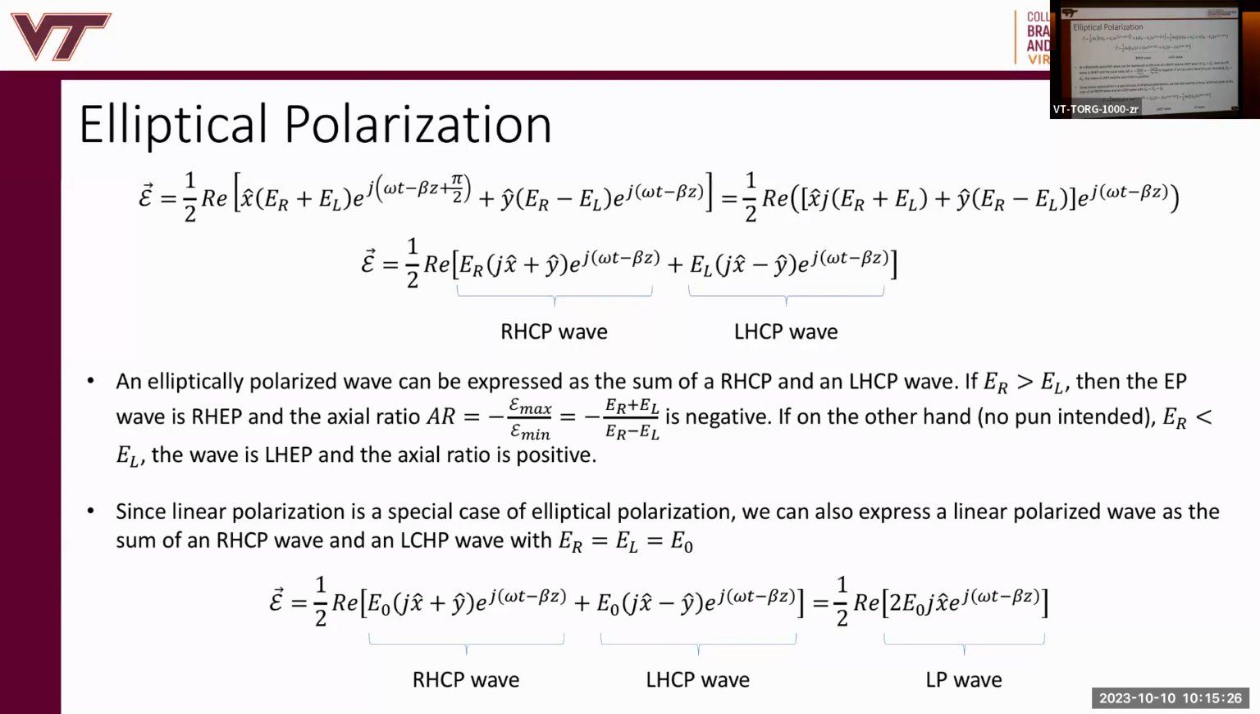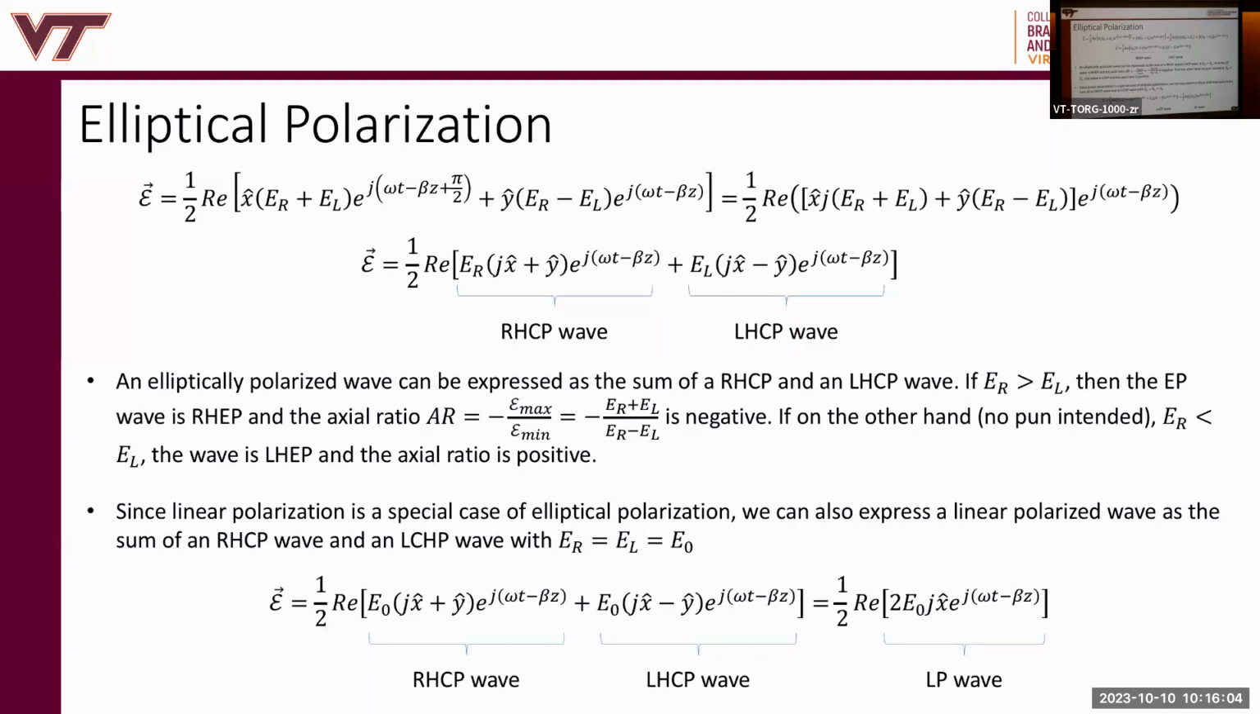So this is one case where we'll see something in anisotropy that we're going to study next, where we have different kinds of polarizations that come out of anisotropic media. All right, so an elliptically polarized wave can be expressed as a sum of an RHCP and LHCP wave. If ER is greater than EL, then the elliptically polarized wave is right-hand elliptically polarized with an axial ratio expressed like this, and it's negative. If on the other hand, no pun intended, ER is less than EL, the wave is left-hand EP, and the axial ratio is positive.